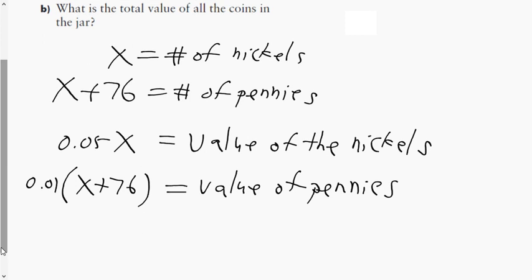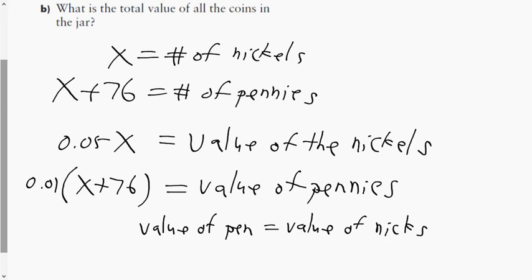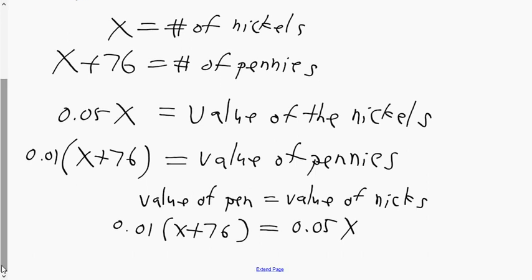Because the value of the pennies is equal to the value of the nickels, according to what it says there. The value of the pennies is equal to the value of the nickels. And now we have a not so complicated algebraic equation that we can solve and figure out how many nickels and how many pennies there actually are.